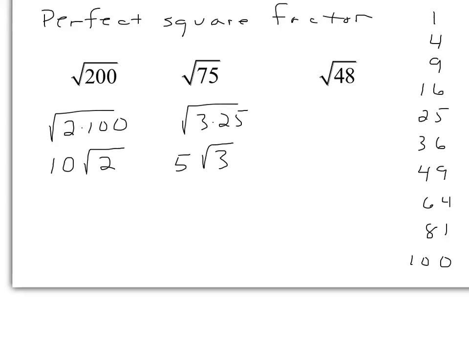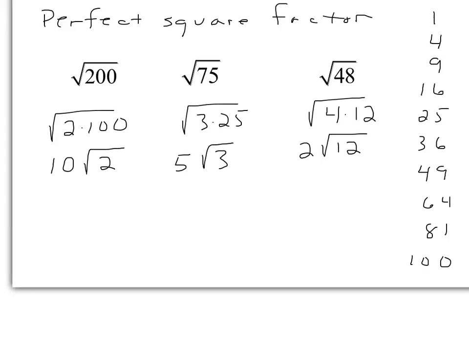The square root of 48. So let's go down the list here. 4 does go into it, but there is a bigger one. But let's just say you started with 4. What would happen there? 4 times what is 48? That's 12. So square root of 4 times 12. Take the square root of 4, bring it outside, that's 2.